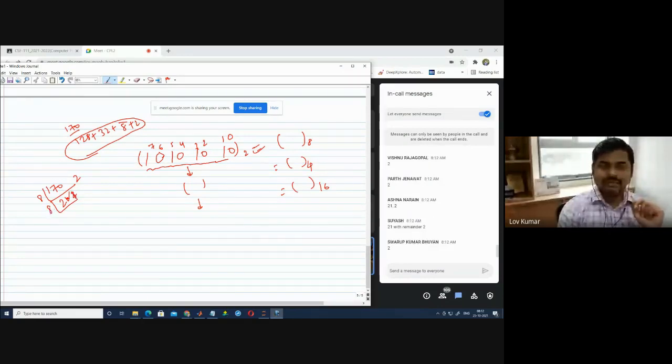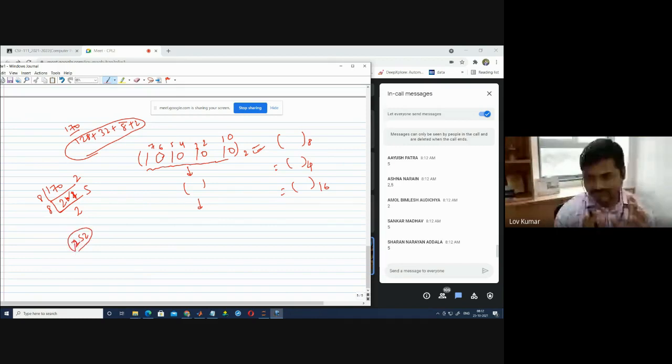Now again we divide by 8. The quotient is 2 and the remainder is 5. So our final result is 252. Clear? Any doubt here? This is a simple procedure.